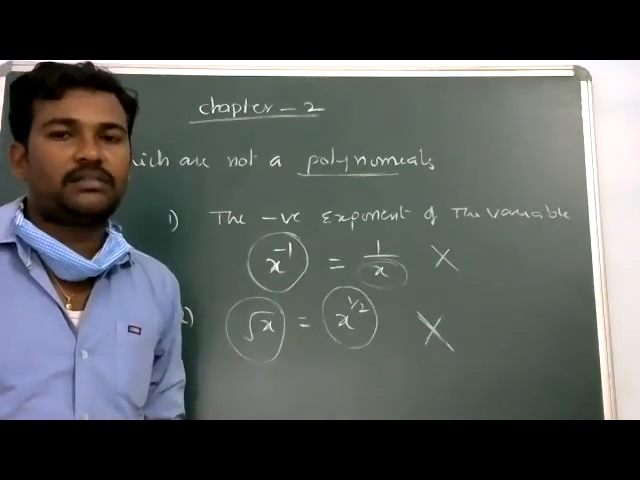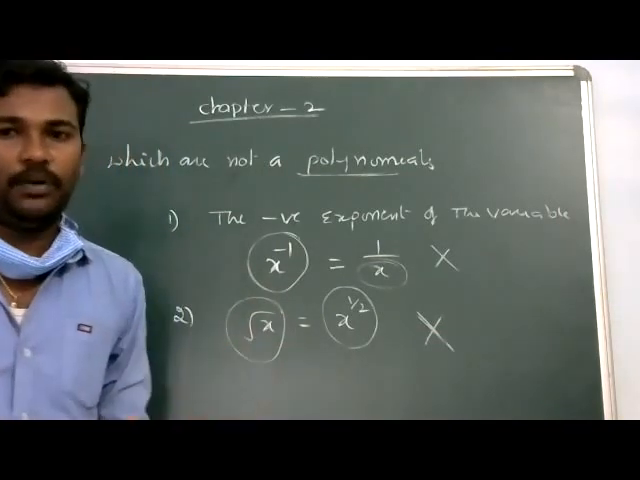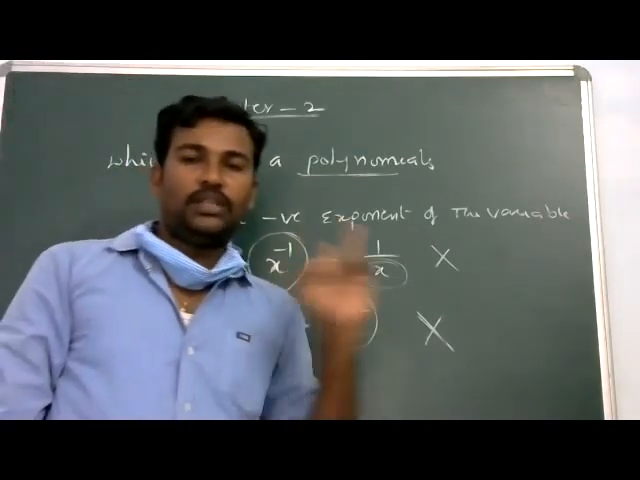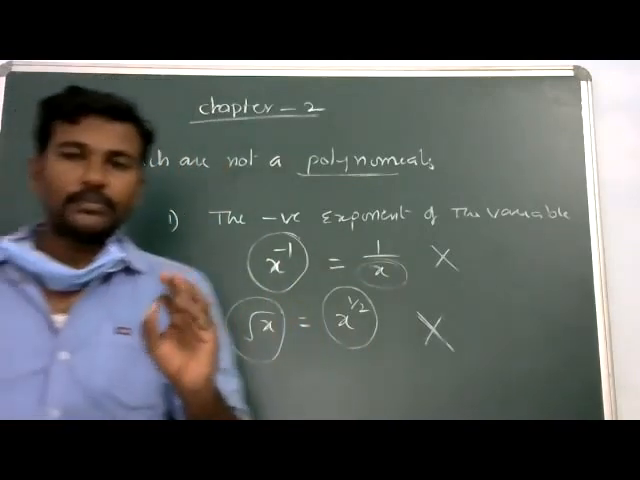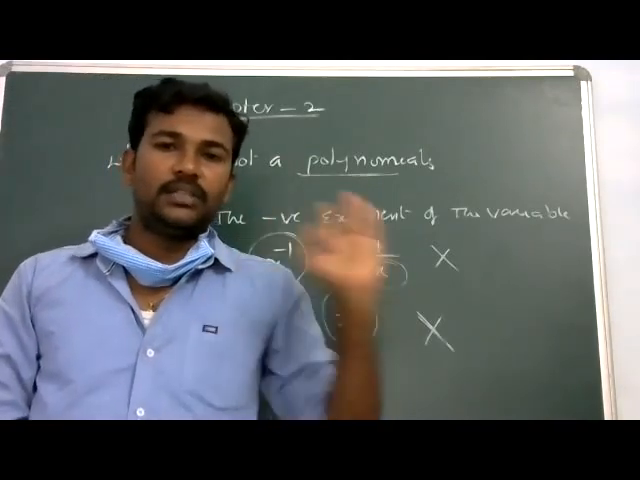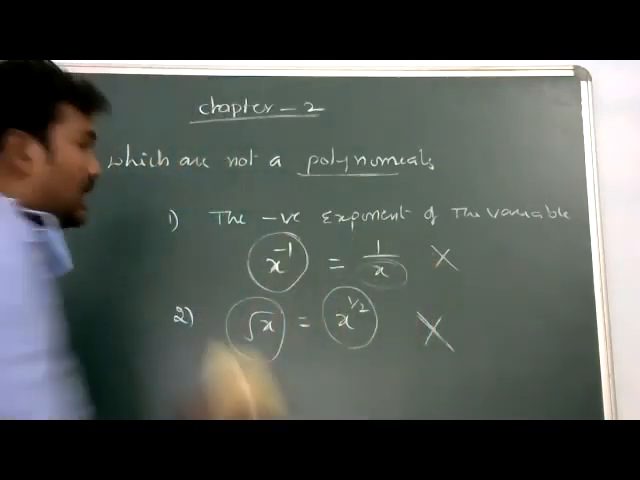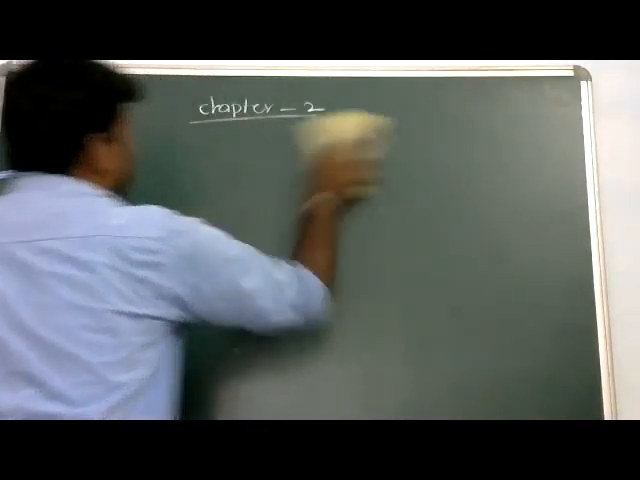Remaining all cases are polynomials. Remaining all expressions are polynomials. Is it clear? Only two cases are not polynomials. Sorry, remaining all cases are polynomials. Is it clear? Now, next concept comes, the types of polynomials.